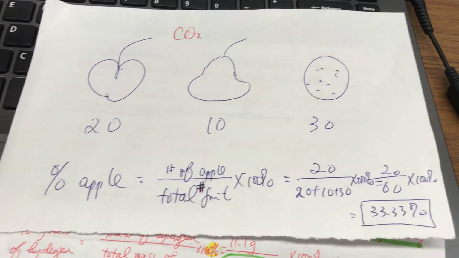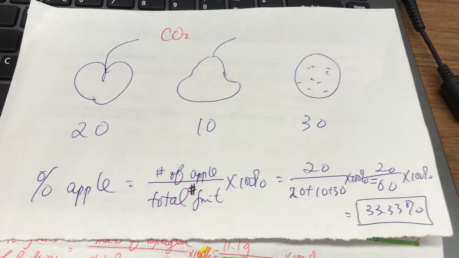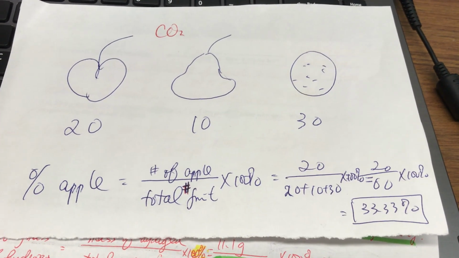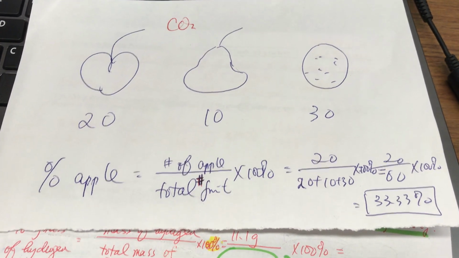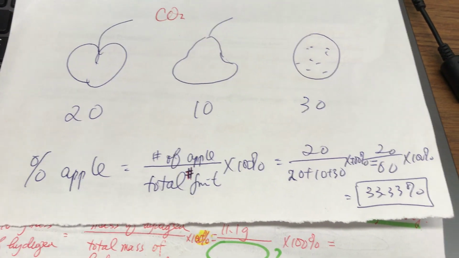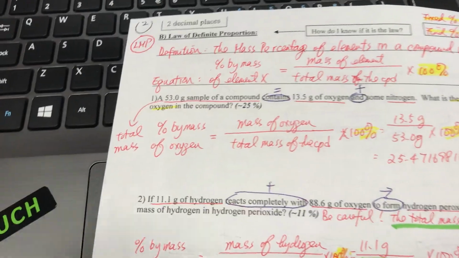So this is the same idea. I need to put down how many grams of the element on the top, and then the total on the bottom by adding up everything together, and then times 100. Then I round it to 2 decimal places. So let's look at question 1.